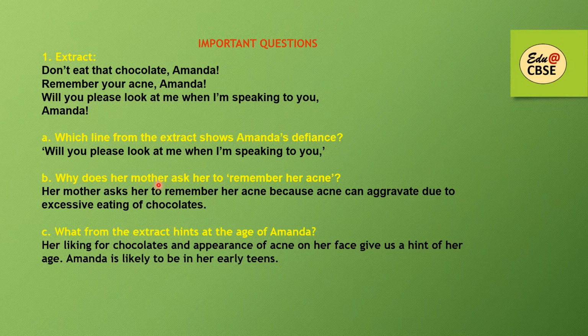Then second question, why does her mother ask her to remember her acne? So her mother asks her to remember her acne because acne can aggravate due to excessive eating of chocolates. So mother warn करती है कि ज़्यादा chocolates नहीं खानी. She should remember her acne because she is in her teenage. So therefore, it can aggravate her acne. Then what from the extract hints at the age of Amanda? So मैंने अभी बताया her liking for chocolates and appearance of acne जो है वो हमें एक hint देता है that she is in her early teens.